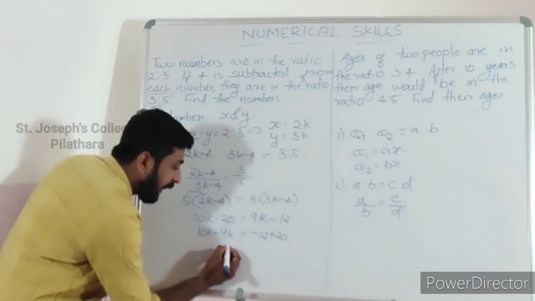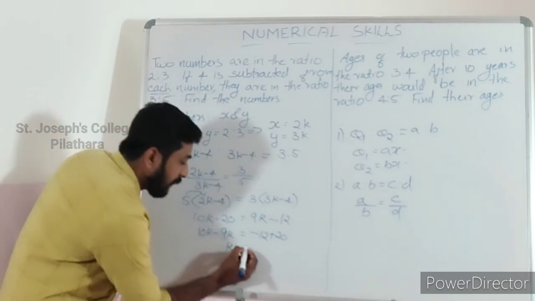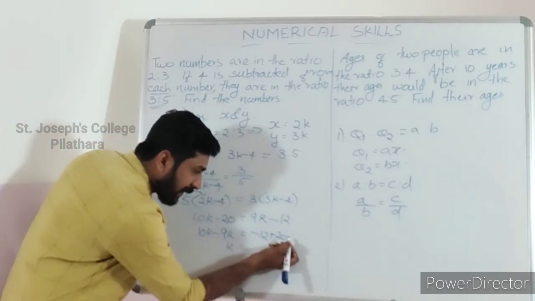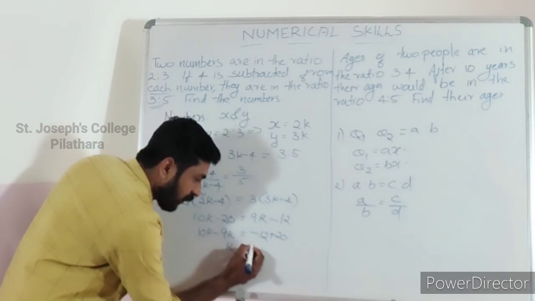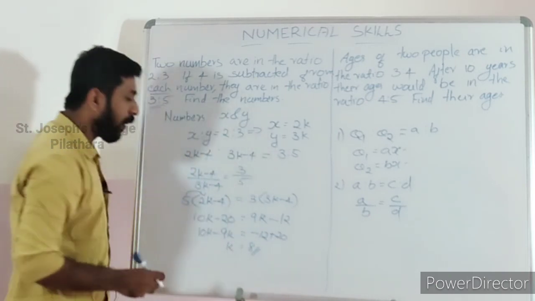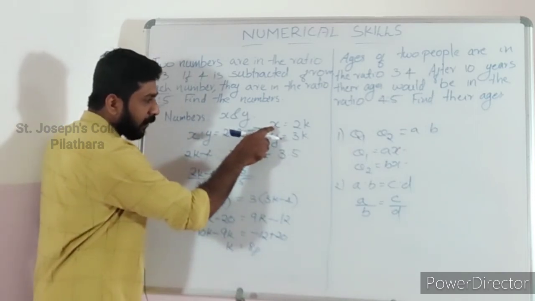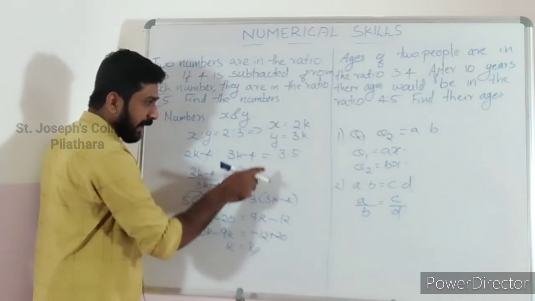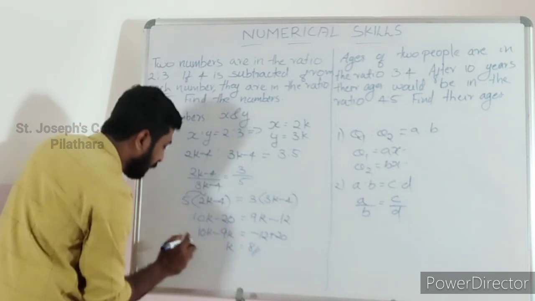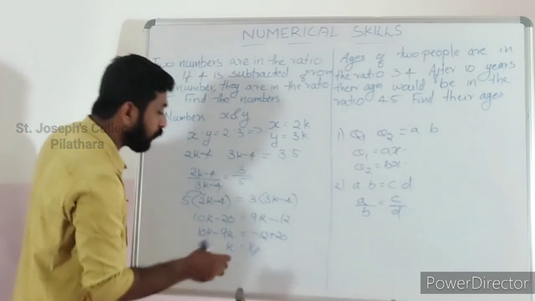10k minus 9k is k. Minus 12 plus 20, that is 20 minus 12, that is 8. We got k as 8. Earlier we got x is equal to 2k and y is equal to 3k. Here k is equal to 8.